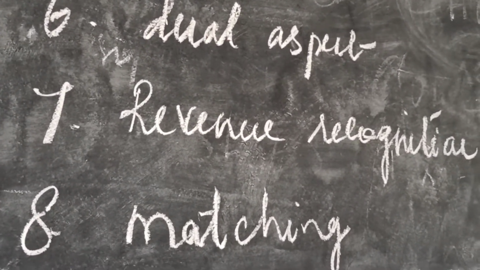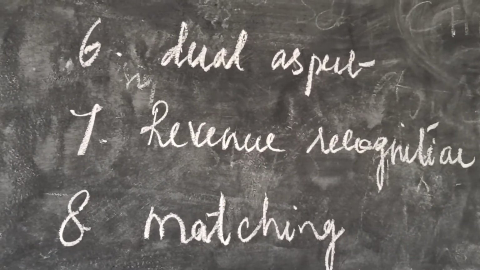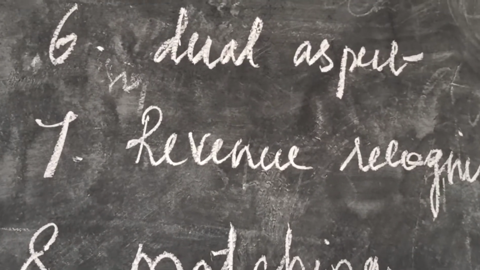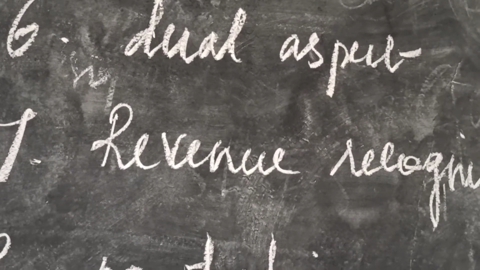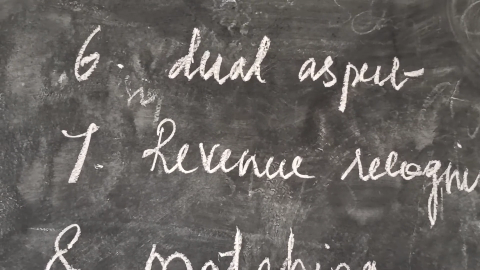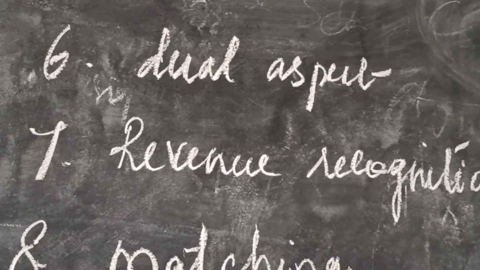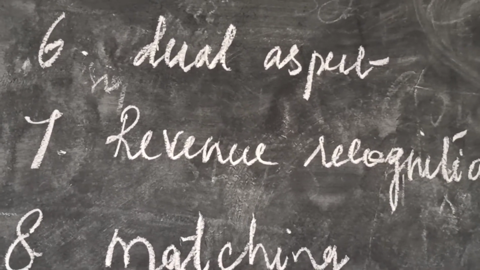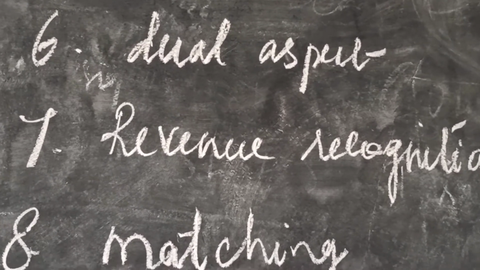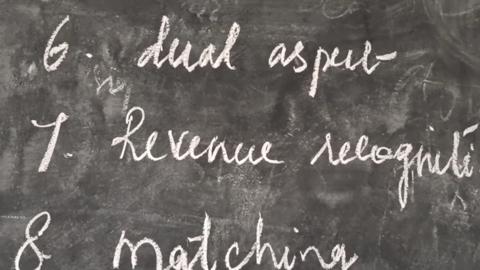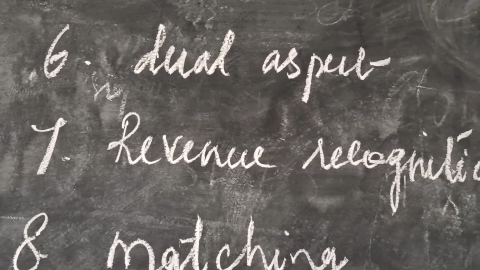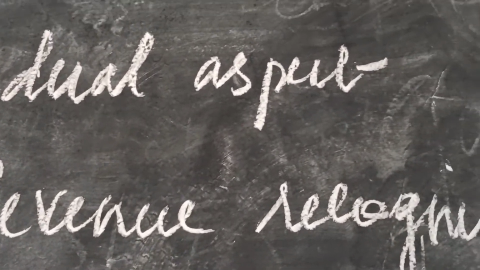What is the dual aspect concept? Dual means two, right? So in any aspect you take, two types of involvement will be there. What do we mean by two aspects? When you buy furniture for cash, two things are happening. You are buying something, which means you gain something, and you give away something, which means you are losing something. You are receiving the furniture, so you are gaining, and you are losing the cash. So two aspects are involved in any transaction. That is what we call the dual aspect concept.